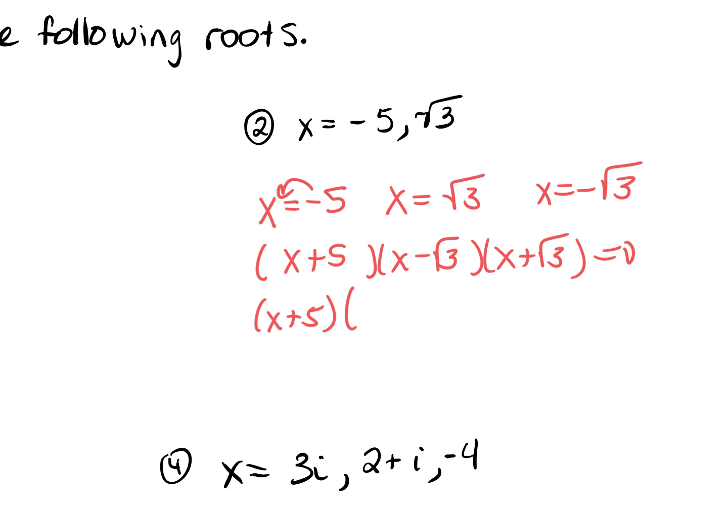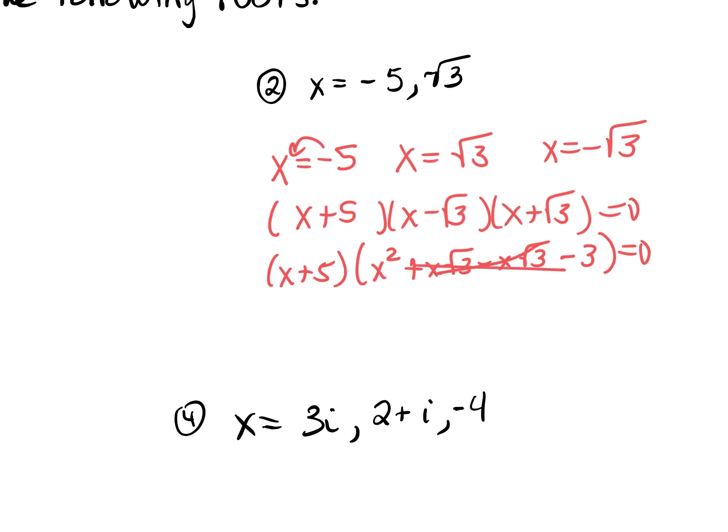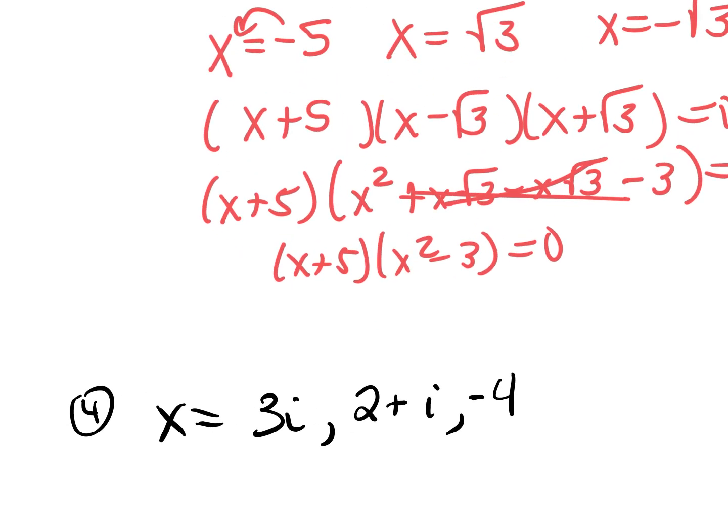So now let's FOIL. X times x is x squared. X times the square root of 3 is just plus x square root of 3. Negative root 3 times x is minus x square root of 3. And then what's negative square root of 3 times positive square root of 3? It's minus 3. It's the square root of 9, which equals 3. So what happens in the middle with your x root 3's? They cancel. So now we have x plus 5 times x squared minus 3. So now at this point you should go, oh, okay, I'm on the right track. Why are we on the right track? Because your radicals did what? They canceled out. Good.